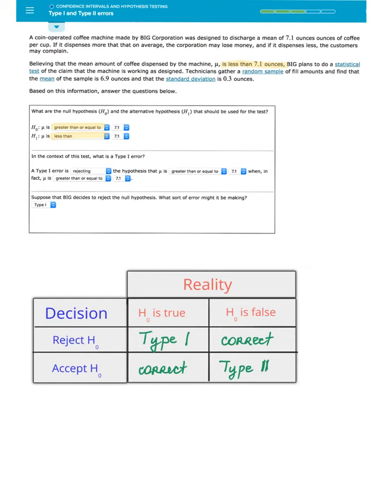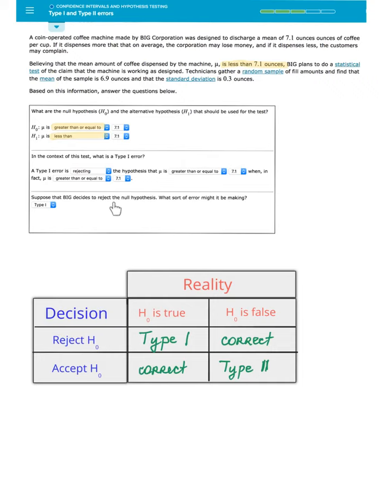Remember, type 1 error is about rejecting the null hypothesis when it shouldn't be rejected. So I'm saying that a type 1 error is rejecting the hypothesis, what kind of null hypothesis do we have? Mu is greater than or equal to 7.1, when in fact mu is greater than or equal to 7.1. It is actually true, we shouldn't have rejected it.